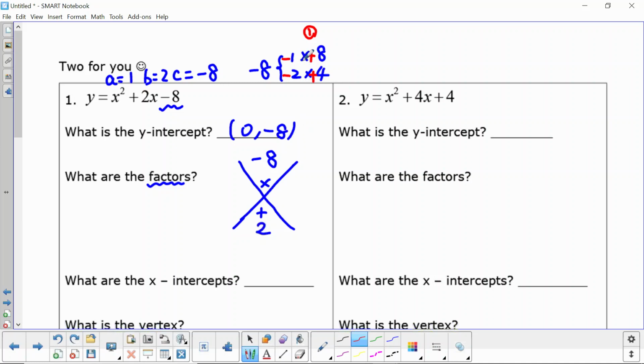After that, we see which pair adds together to give 2. Negative 1 plus 8 is not 2. Negative 2 plus 4 is positive 2. Negative 2 times 4 gives you negative 8, and negative 2 plus 4 gives you positive 2. So the two numbers are negative 2 and positive 4. Then we want to write it in factored form. We just put these two numbers in the brackets.